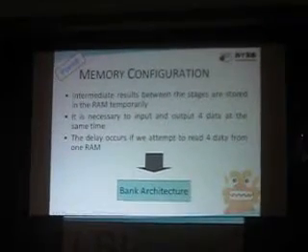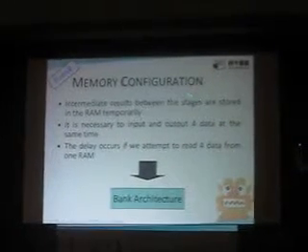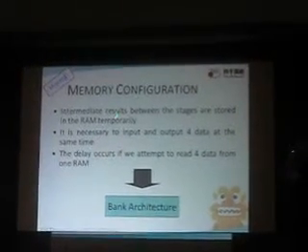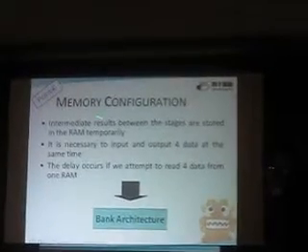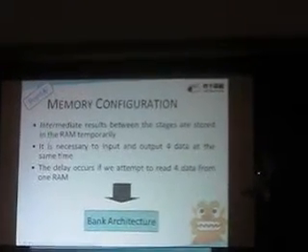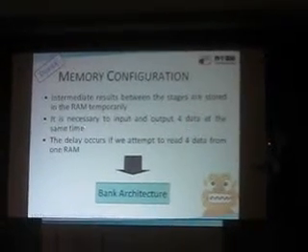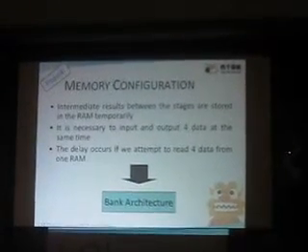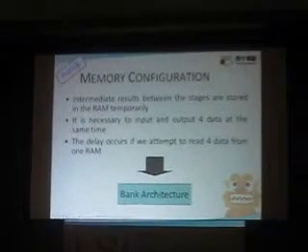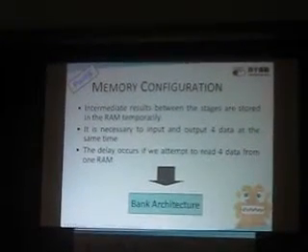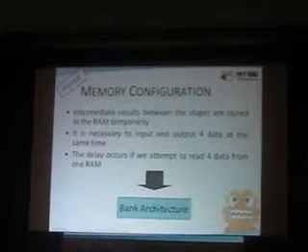Okay, here I'd like to talk about memory configuration. Intermediate results between stages are stored in the RAM temporarily. It is necessary to input and output 4 data at the same time. However, a delay occurs if we attempt to read 4 data from one RAM. So we can use bank architecture.